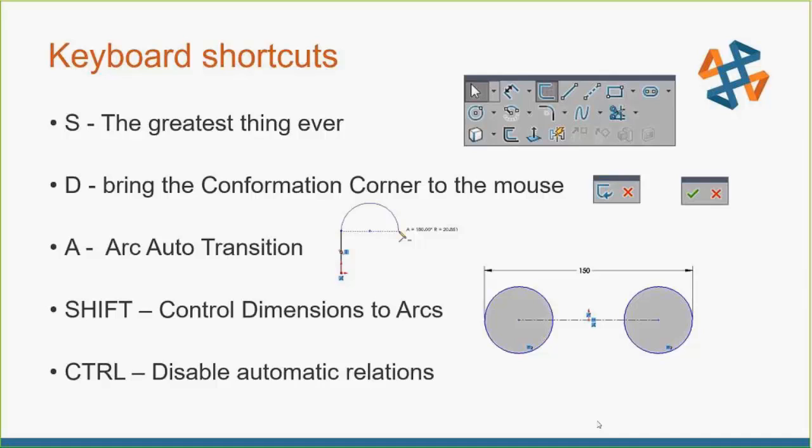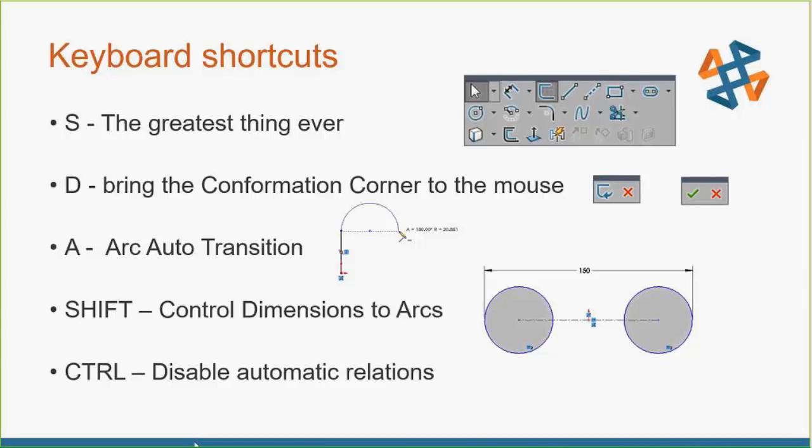Another really nice keyboard shortcut that's been added more recently is the letter D, and that brings the confirmation corner right to where the mouse is. I think of a lot of tips as anything we can do in SOLIDWORKS to eliminate mouse movement, to eliminate the hunting and pecking throughout the user interface. The letter A switches from lines to arcs and vice versa. It also toggles circle types. If you're creating a center or diameter-based circle, if you hit A, it'll switch to a perimeter circle.